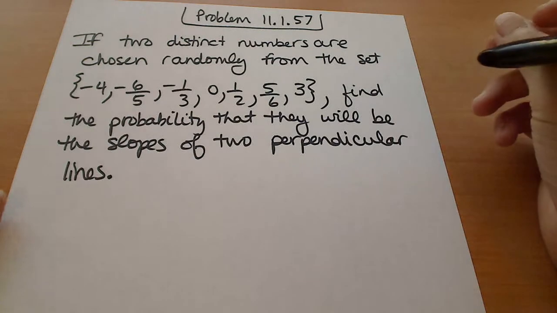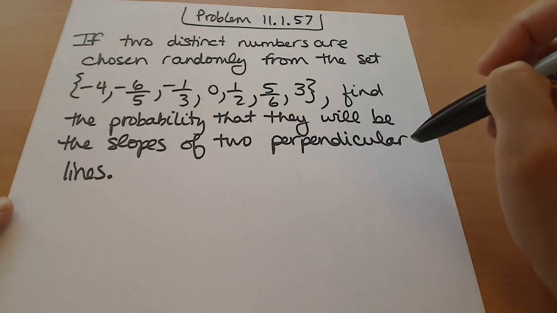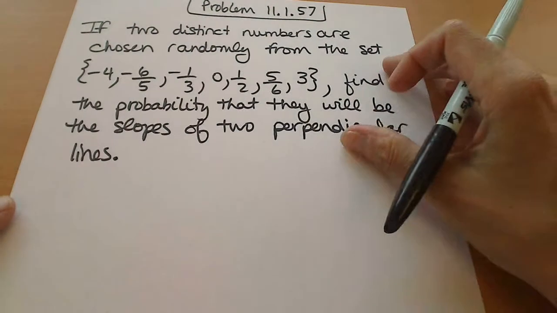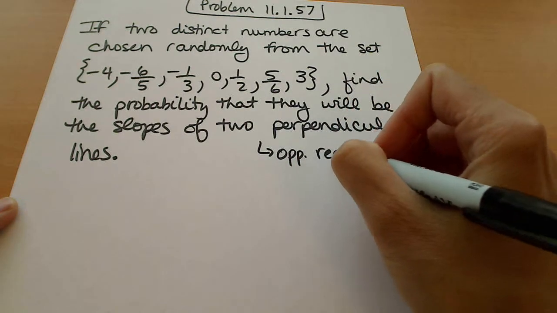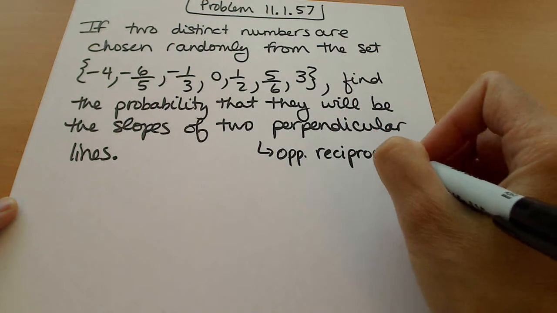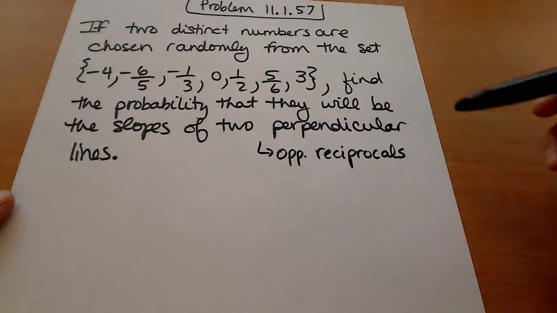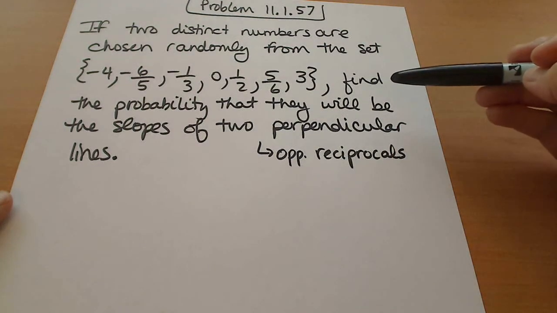Okay, so the first thing we need to do is remember what it means to have slopes of perpendicular lines. Perpendicular lines have slopes that are opposite reciprocals. And what that means is one is positive and one is negative, and then they're reciprocals of each other. So they're the flipped image in fraction form.